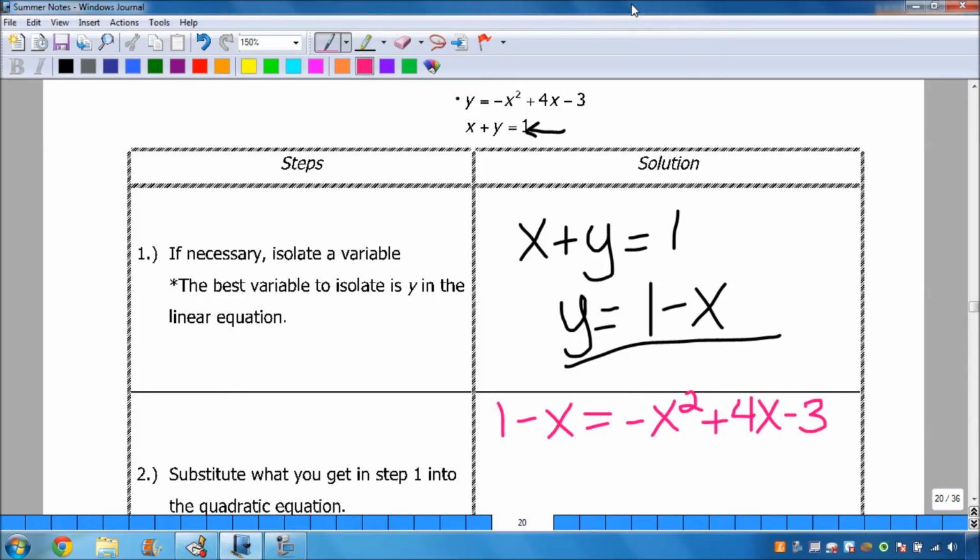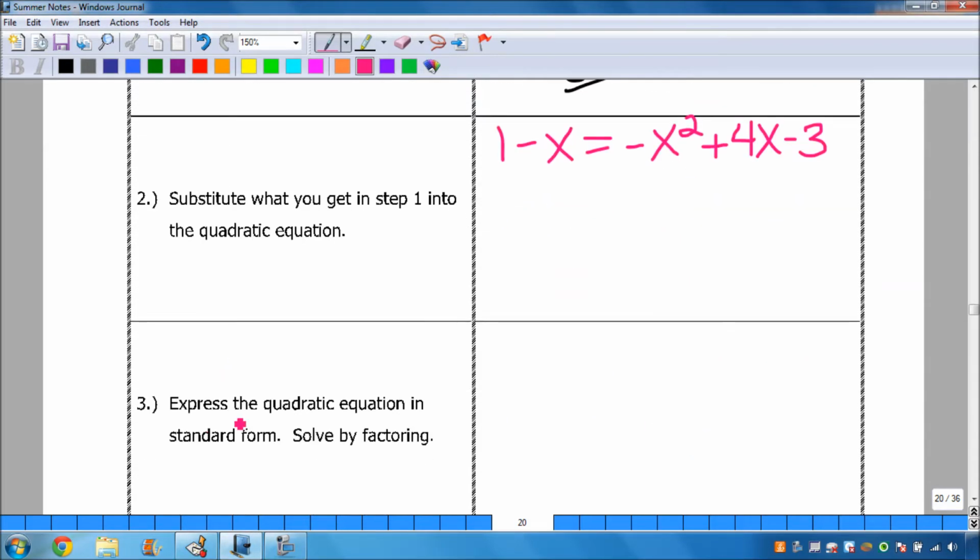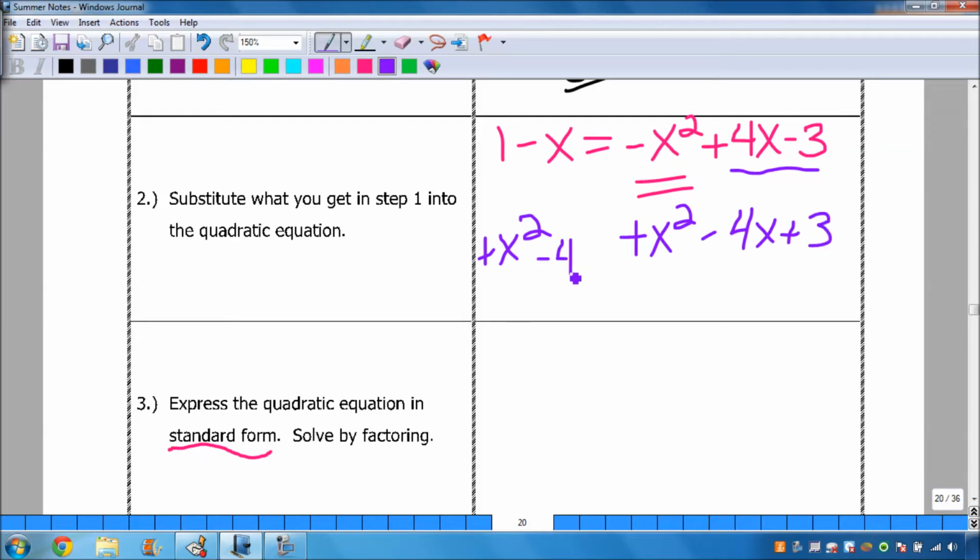So then what I need to do next is express the quadratic equation in standard form. That means get it equal to 0, that ax squared plus bx plus c equals 0, and then just solve by factoring. Remember, you want to make it so that your leading coefficient is positive, okay? So what I'm going to do is add x squared to both sides, but since I'm going to do that, I got to get rid of all of these guys too, so I'm going to subtract 4x and add 3. So I end up getting x squared minus 5x plus 4 equals 0.